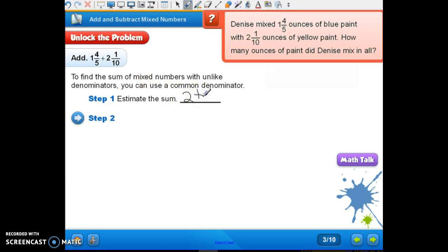And 2 1/10. What are we going to round 1/10 to? 0. We only have 1/10 of something. We don't have very much of it. But we still have our whole number. So our estimate is going to be 4.